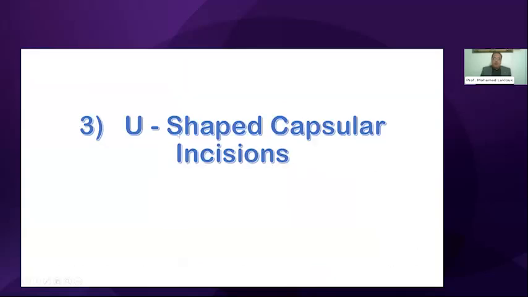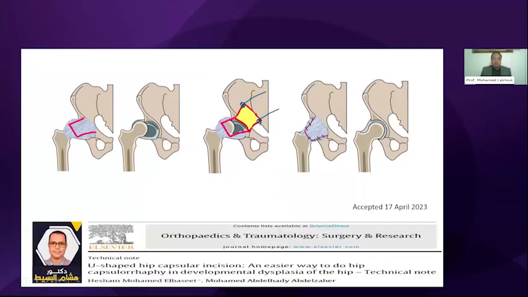The U-shaped capsular incision, this is a new technique done by our colleague Dr. Hisham Abdel Basit from Assiut University, and it is a very good technique. It is a U-shaped incision in the capsule, and after we reflect this part, we can see the head of the femur and part of the acetabulum, and after reduction, we can close this flap again.